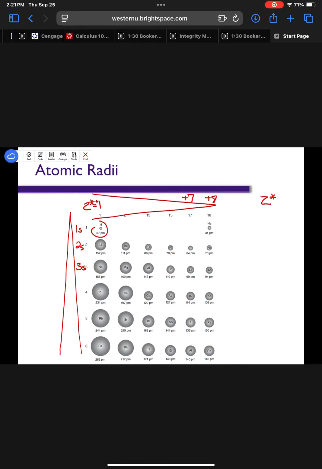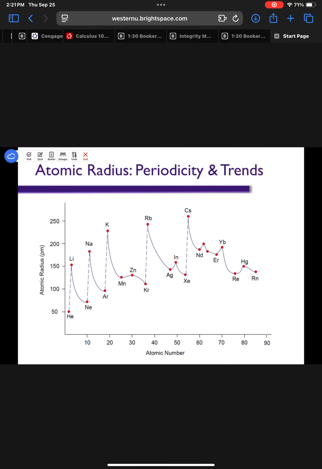Okay, so that's our atomic radii, looking at the cartoon version of these sizes as they get smaller or larger as we move across the periodic table. Well, this is another way to visualize and compare the atomic radii across the periodic table. So first, let's orient ourselves to this really cool graph. On the bottom, along the x-axis, we have the atomic number. That's our Z, the number of protons.